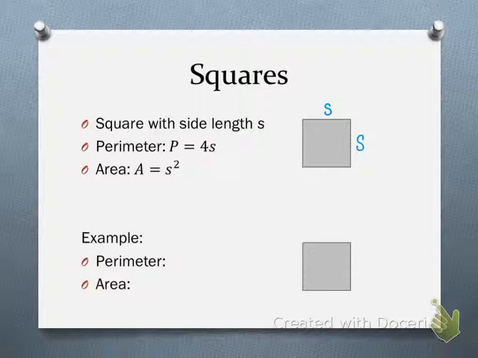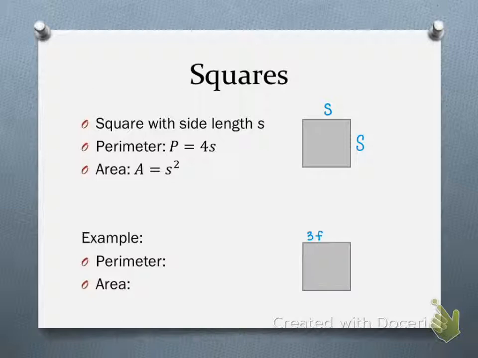Okay, so we're going to be looking at two formulas for squares, perimeter and area. To find the perimeter, since every side is equal, all you need to do is take 4 times the side length. Now for our area, it's going to be base times height. Since those are the same, it would be S squared. Okay, so let's look at an example.